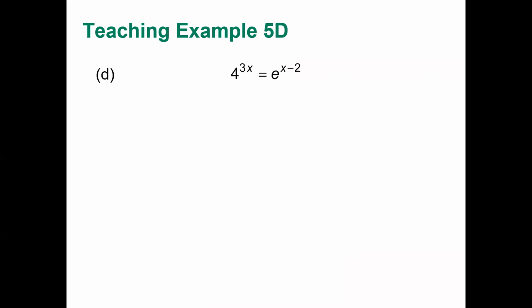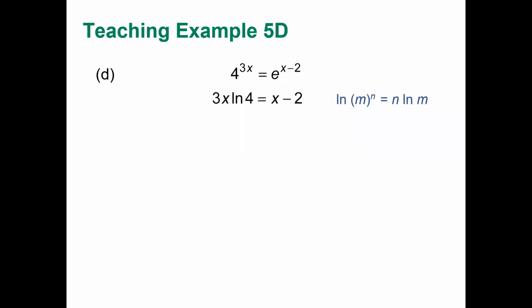All right. Now, what happens when you're dealing with e? Well, it kind of makes the problem easier. Things are going to eliminate. So here we go. We have 4 to the 3x equals e to the x minus 2. I'm going to take the natural log of both sides. So when I take the natural log of both sides, I'm going to be left with 3x natural log of 4 equals x minus 2.